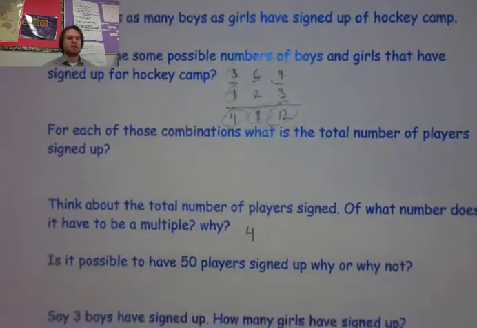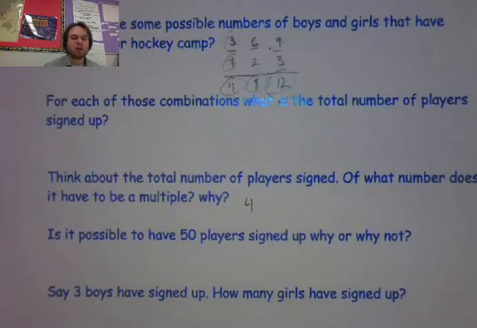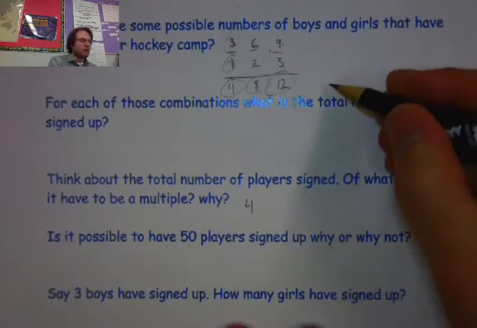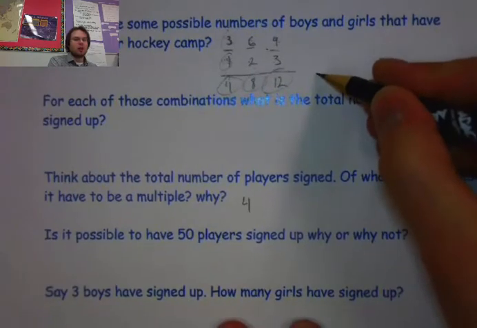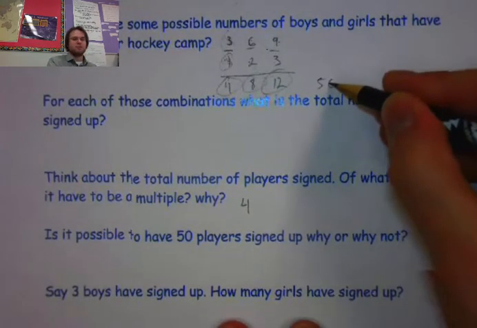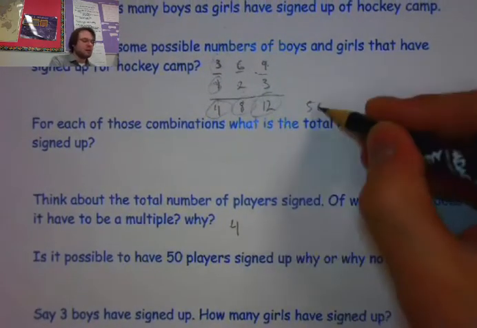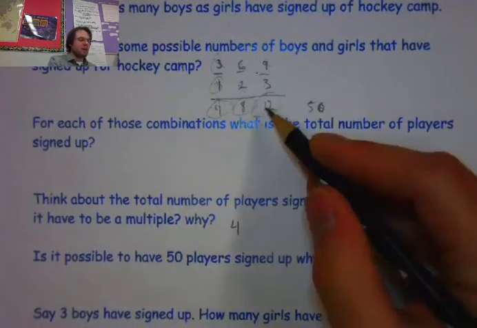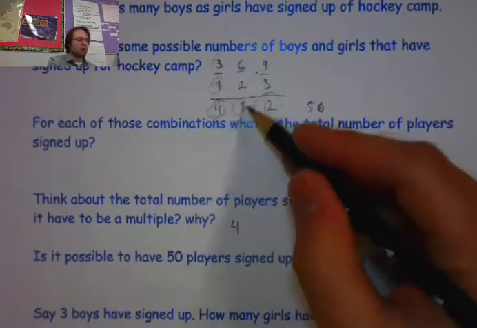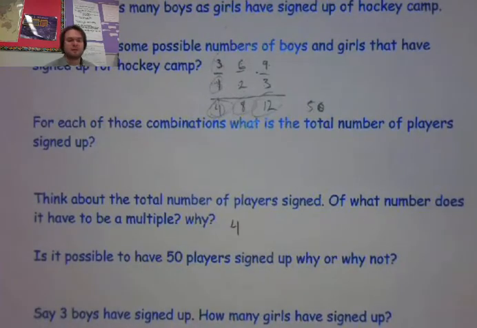Okay? So the next one says, is it possible to have 50 players signed up? Why or why not? Well, I think about this a bit and I look. 50 players signed up, so that's a total of 50. So I'm going to need a total of 50 here. Now, can we ever get to a total of 50? We're starting from 4 and we're counting up by 4. Can we ever get to 50?